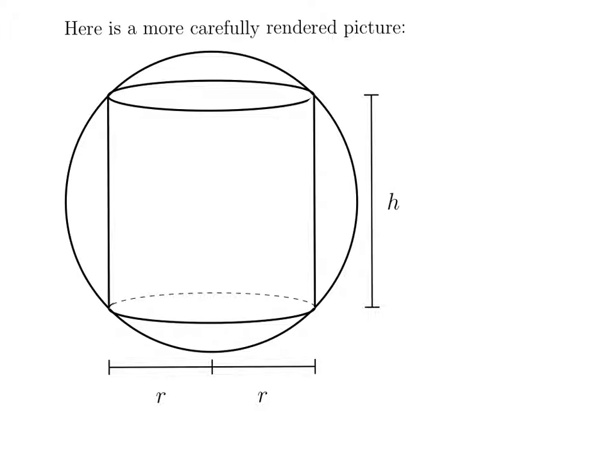And here's an improved version that I used a computer to help me draw. You'll notice that I've highlighted that I'm going to need the radius of the cylinder. That's just this distance right here. And I'm also going to need the height of that inscribed cylinder.